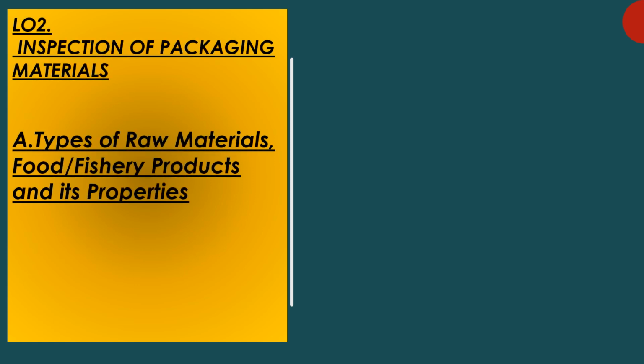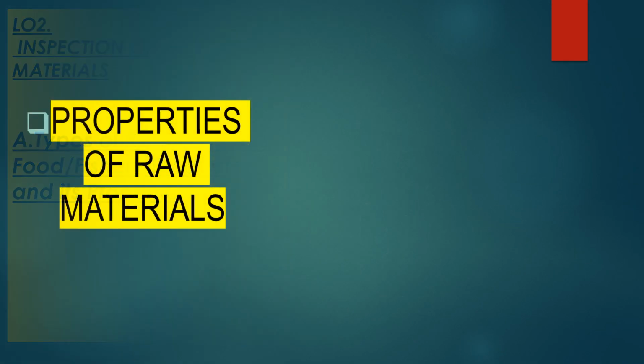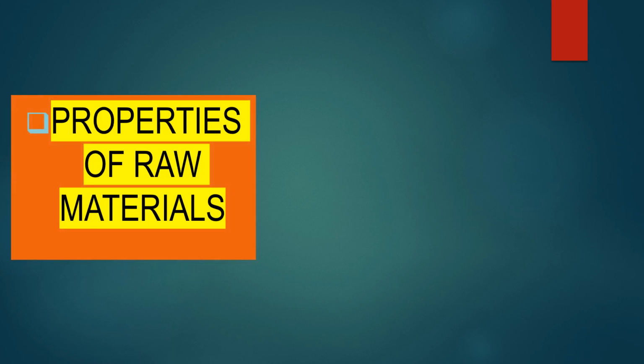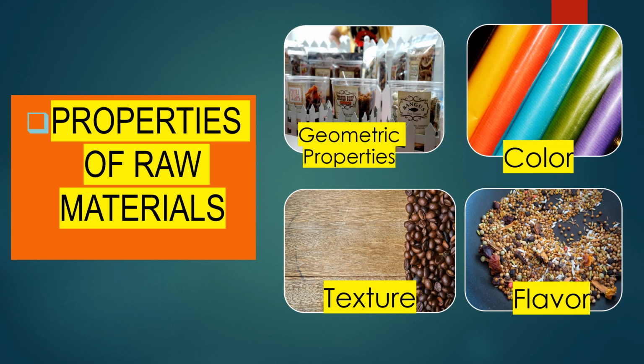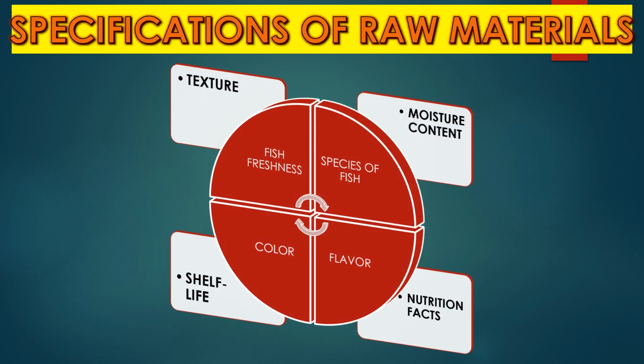For LO2, which is the inspection of packaging materials, we've discussed about packaging and labeling and how important is the selection of raw materials which will be used for product packing and labeling. Properties of raw materials is discussed under LO2, and the importance of geometric properties, color, texture, and flavor in choosing the raw materials in preparing a processed product. Specifications of raw materials was also given emphasis to ensure the quality of the processed product.